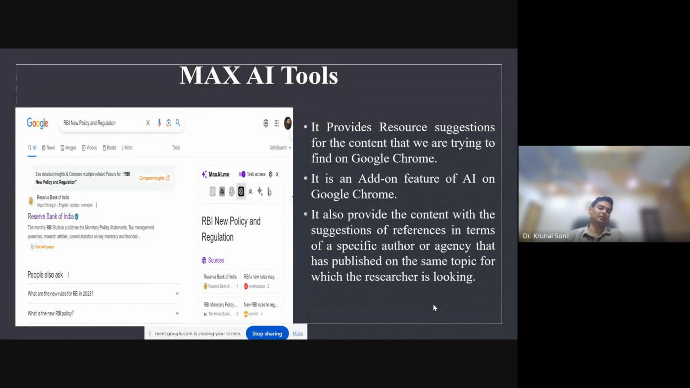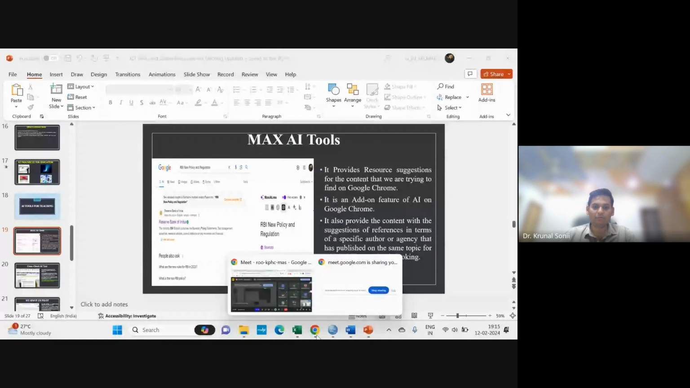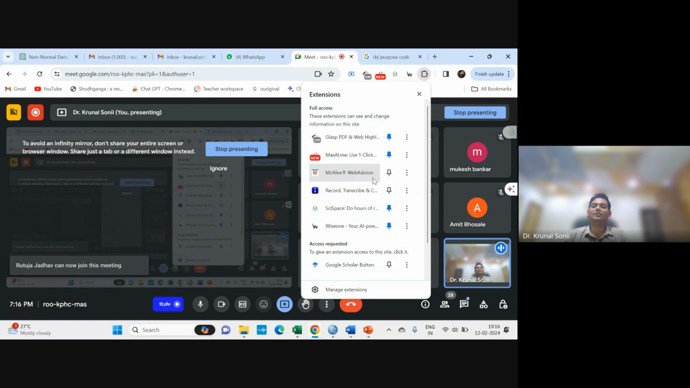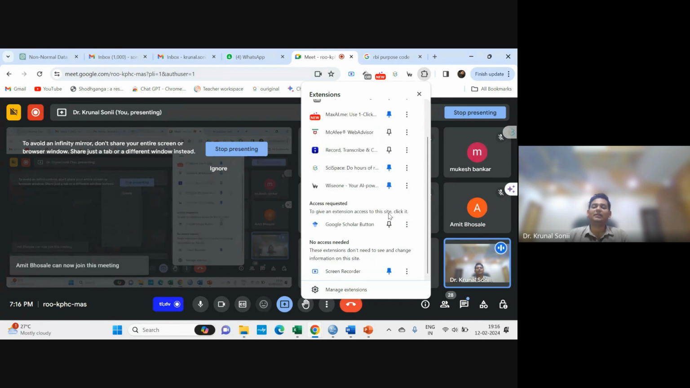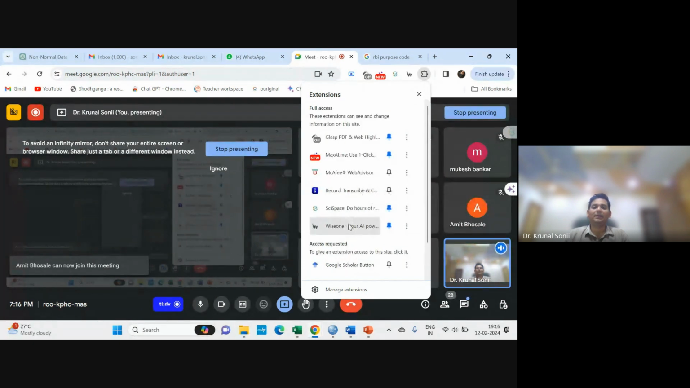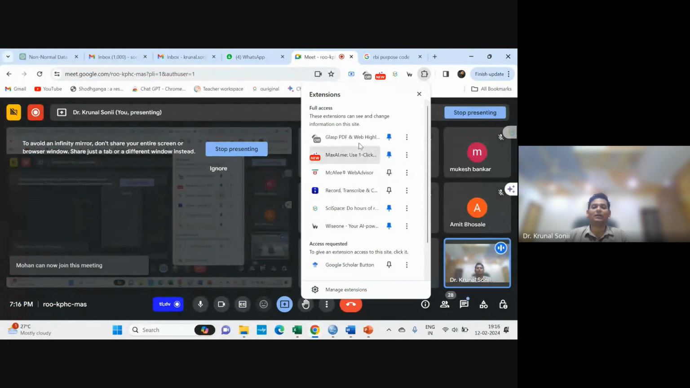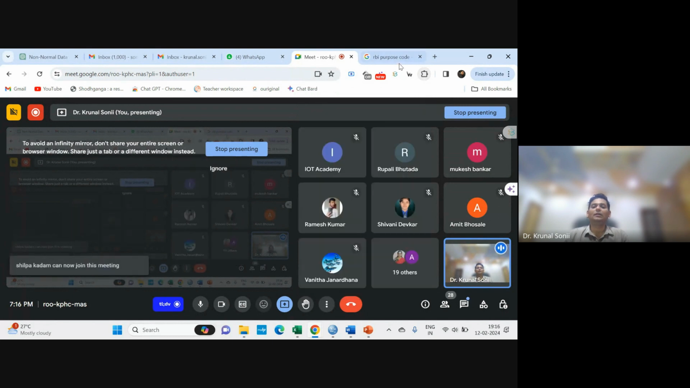So how to use it? Let's see. If you go to Google Chrome, Max AI is an extension of Google Chrome. First of all, I will show you what the extensions are. You can see these are the various extensions that I have in my laptop, right? One of them is the Max AI tool, which I'm also using. So let's see how it is going to be.